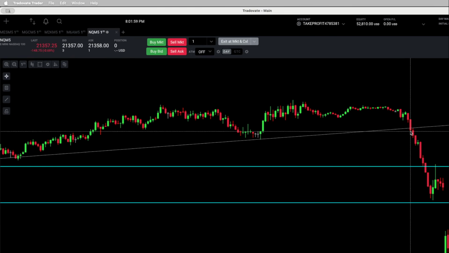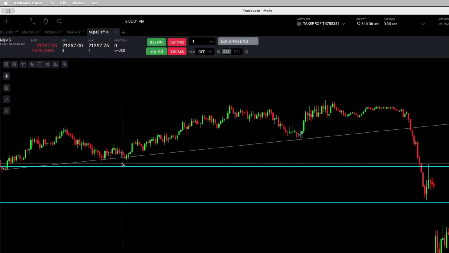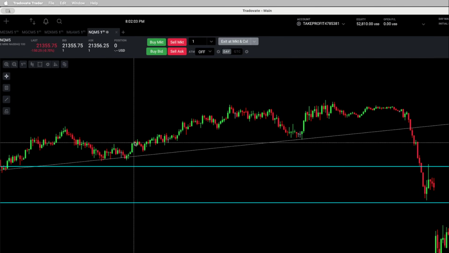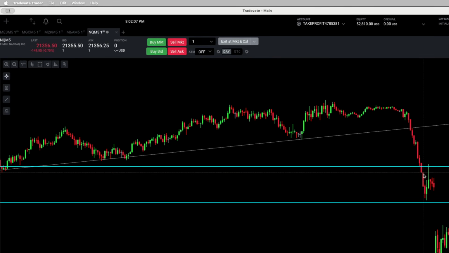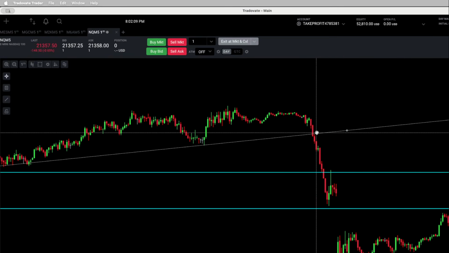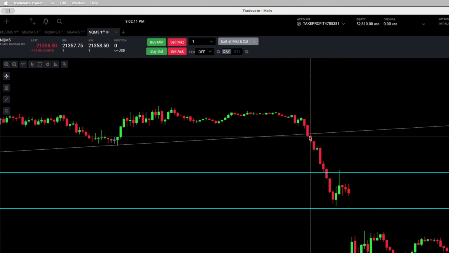This one closed below it, and then some people would say, well, it did this before. I'm going to add here because it's probably going to do it again. So I'm going to add here. They start adding to their longs, and it just drips, right? So you cut as soon as it closes below that support line, wherever you're buying.